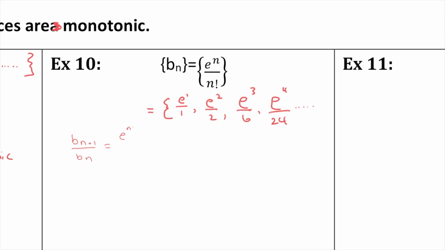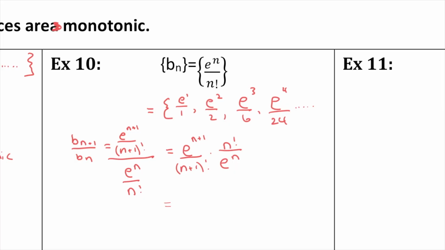We have e to the n plus 1 over (n plus 1) factorial divided by e to the n over n factorial. This is a complex fraction. Those are just fraction bars, so let's rewrite it. e to the n plus 1 over (n plus 1) factorial is going to be multiplied by the reciprocal, n factorial over e to the n. Clean this up just a little bit. Let's see what happens. We will have e to the first power.